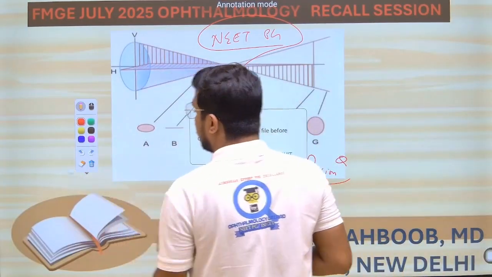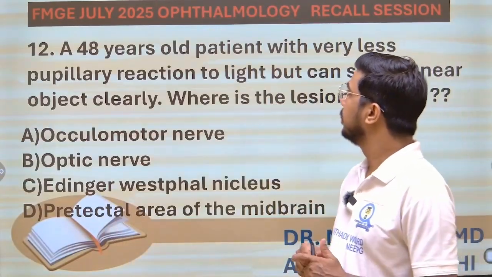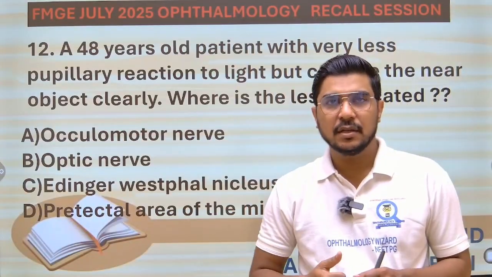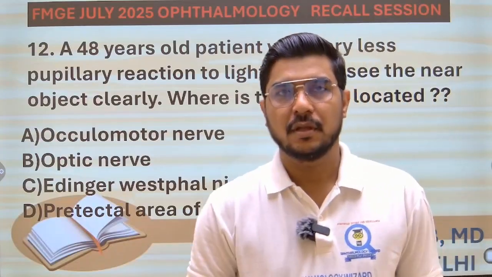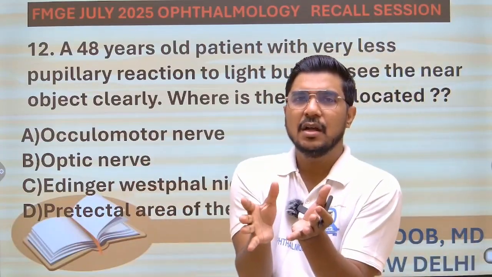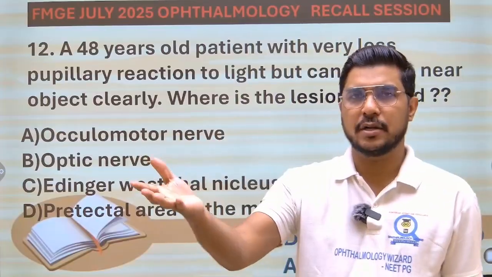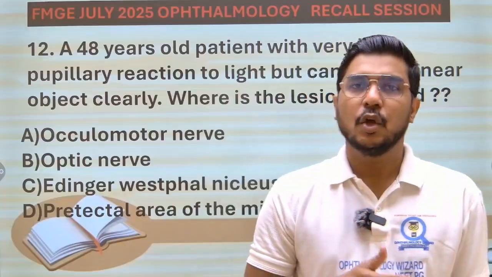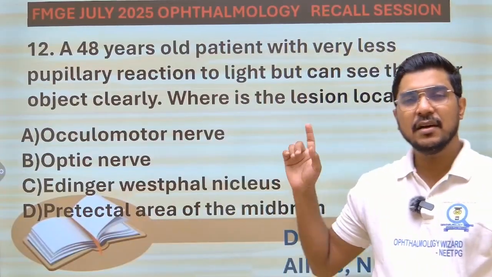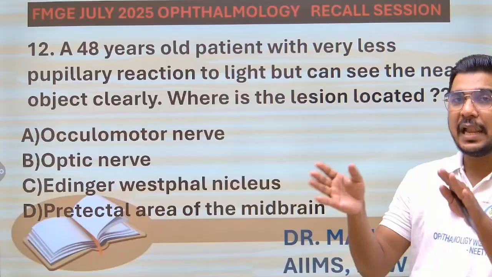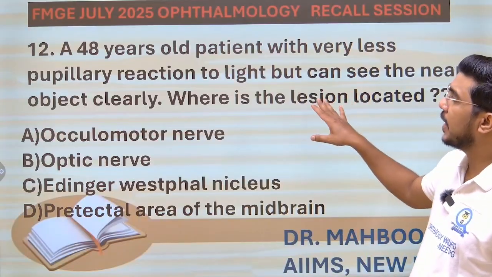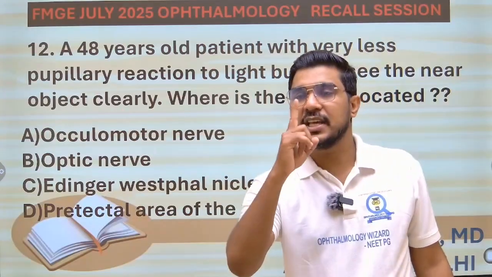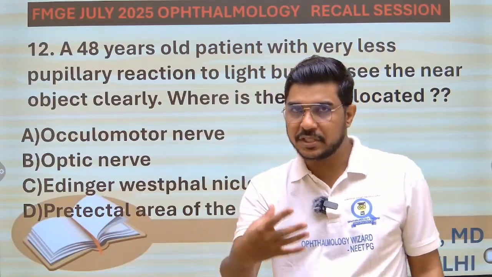Coming to this one. The question is saying a 40-year-old person has a problem: the normal pupillary reaction is not there. Meaning when you shine the light, there is no reaction of the pupil. But when the patient is seeing a near object, there is a pupillary reaction. So the light reaction is absent, but because he is seeing the near object, the accommodation reflex is present.